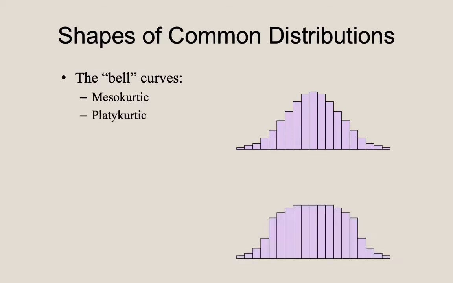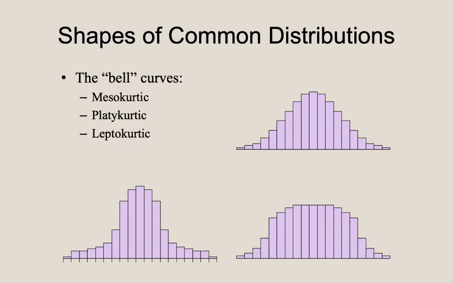Another variation is if the top gets flattened as if someone sat on the top of the original bell curve. This is called a platycurtic bell curve. And the other option is when the center gets a bit more spiky. This is called a leptocurtic bell curve. In general, these are the ways we refer to the normal or nearly normal distributions. One common feature of bell curves and nearly normal distributions is that they are symmetric about the mean.